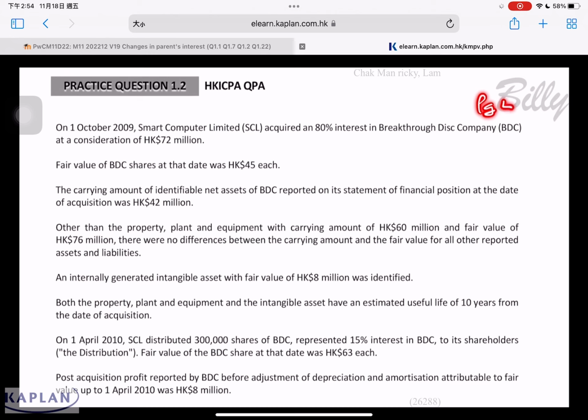Please refer to page 51. Question 1.2 is a Module A question to discuss the changes of parent interest that do not affect control. Study the questions, understand the issue. We're going to discuss this question shortly.